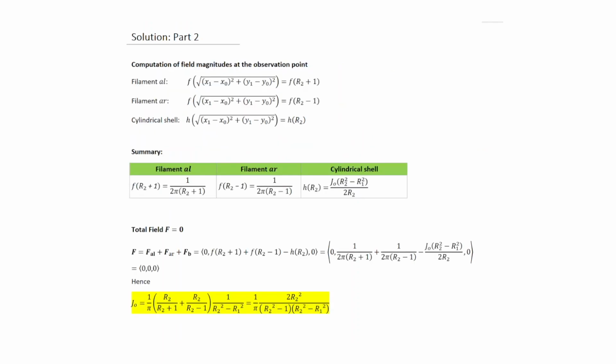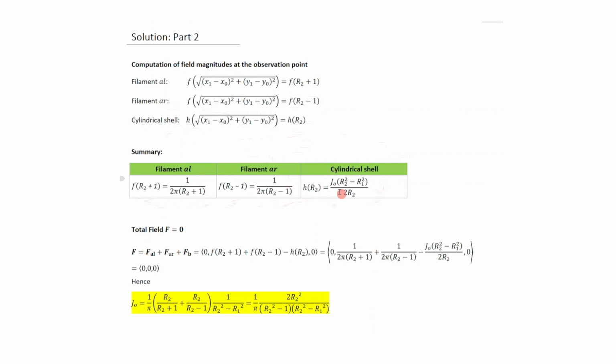All right, so now we just put all the pieces together. Again, we have to do the computation with respect to the observation point. So this becomes x1 minus x naught. This becomes y1 minus y naught, which is f of r2 plus r1. Same thing for AR, and for the case of the cylindrical shell, it was just H of R2. So now we go back to the expressions that we had on the previous page, substituting F of R2 plus 1. We end up with this expression. And for the filament AR, this was evaluated at R2 minus 1. We end up with this expression. And H of R2 is still the same.